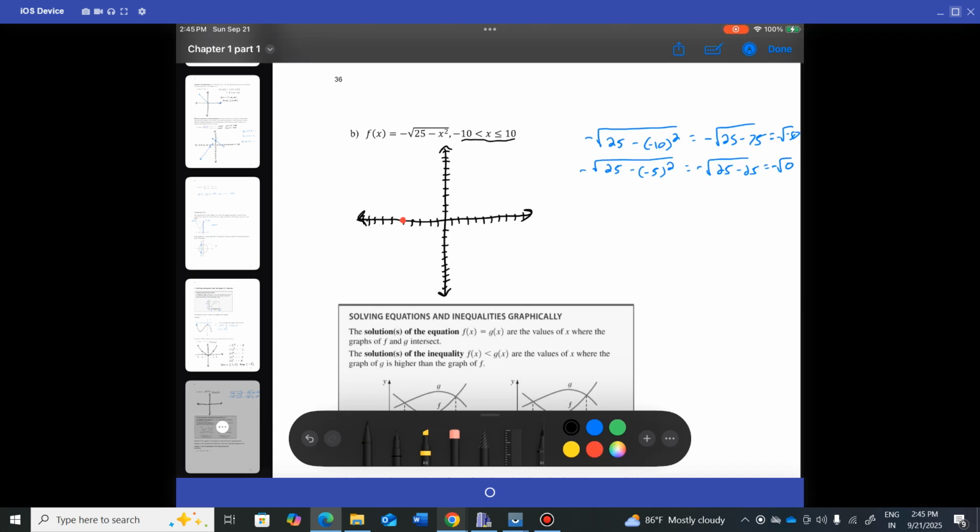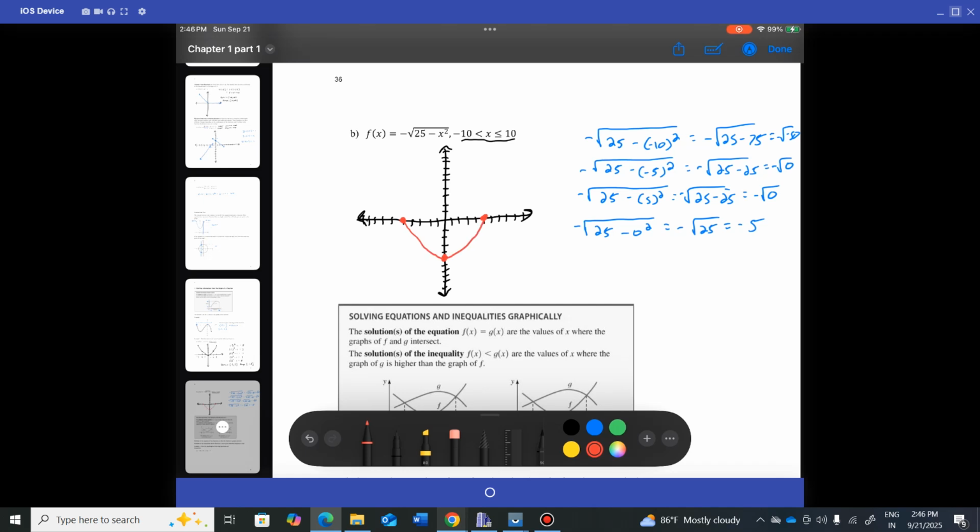And so let's then look at positive 5. And you're going to see pretty much the same thing, 25 minus 25, and so we get -0. Okay. So now let's do a number in between, which the obvious one is going to be 0 itself. And so we get negative square root 25, which is a -5. Okay. And so the graph is going to look like this.